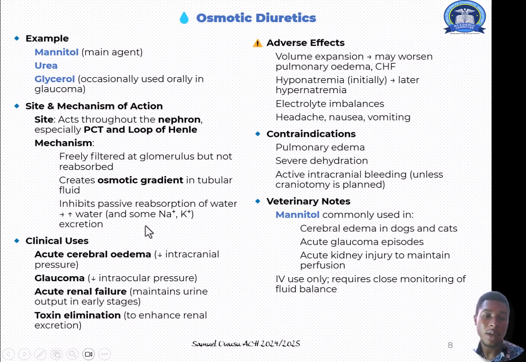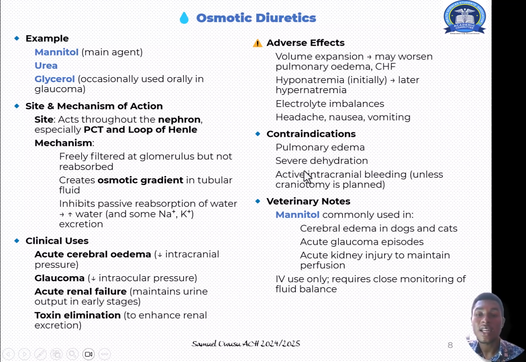And remember, we said that they tend to inhibit the passive absorption of sodium ions, so they cause hyponatremia initially, then later there is hypernatremia, and that's what leads to electrolyte imbalances. Some people can also come with CNS symptoms like headache, nausea, and vomiting. The contraindication is that if a person has pulmonary edema, you don't want to give it because it's going to worsen it.